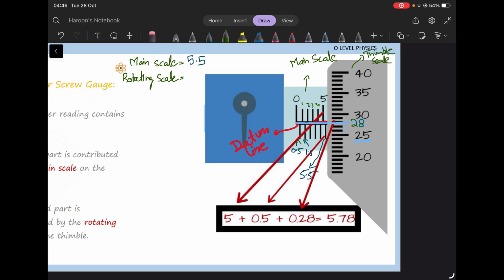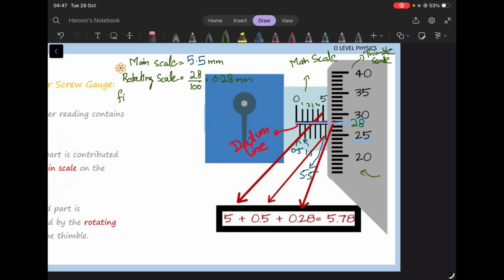So for the rotating scale, what we do is we take this reading and we always divide it by 100, because 100 of these lines would be equal to 1 millimeter, and the readings that we are taking are in millimeters. For main scale, we got our reading in millimeters as well. So I just need 28 lines reading in terms of millimeters. So we always divide it by 100. 28 divided by 100. So this gives me 0.28, and this would be in millimeters as well. Always divide by 100.